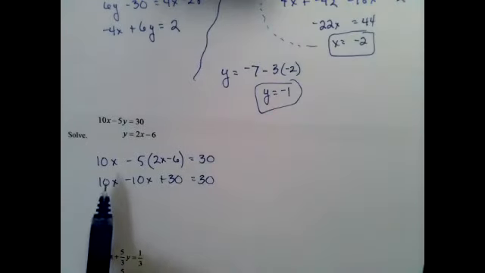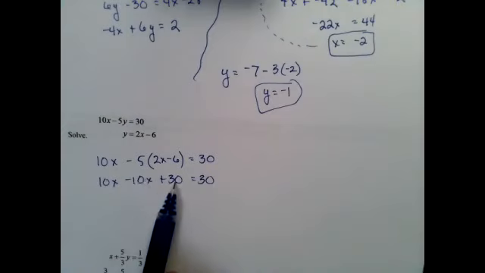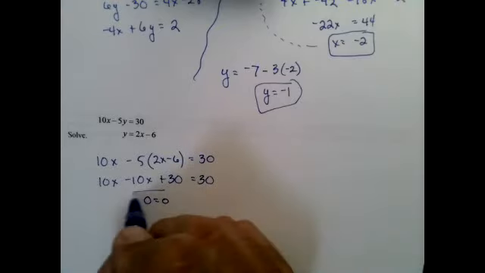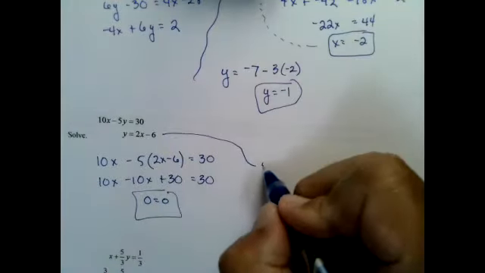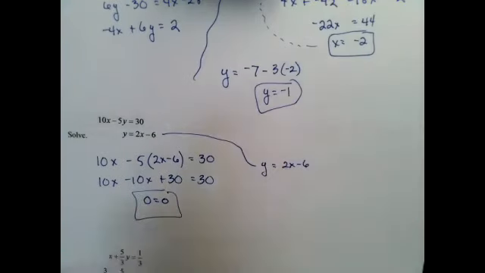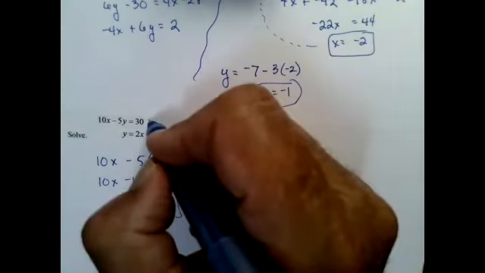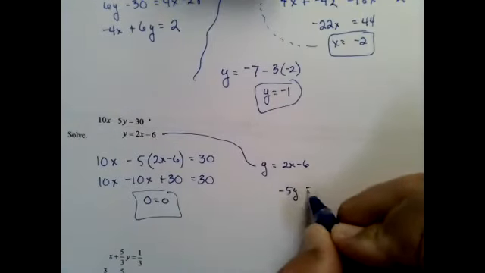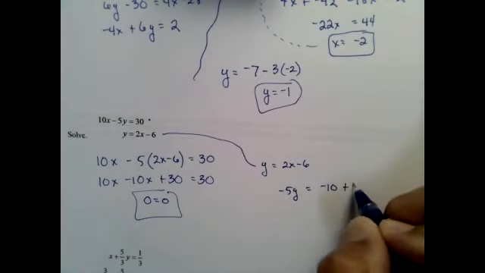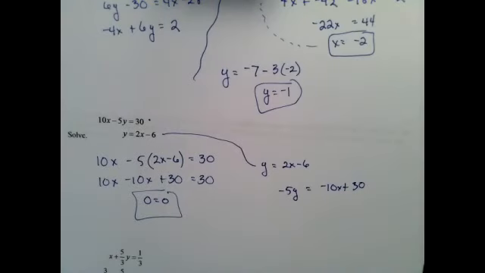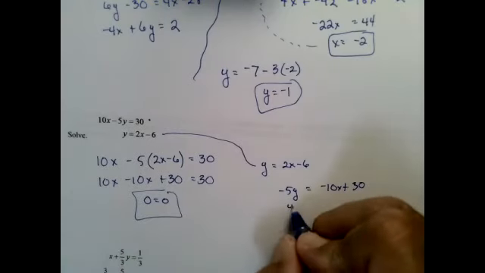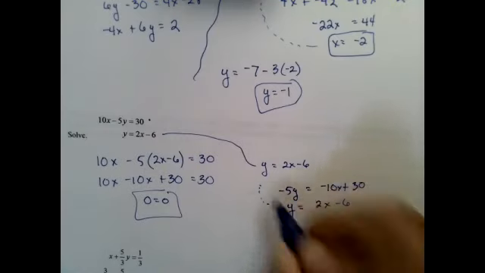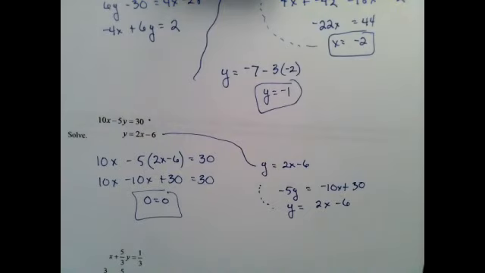Uh-oh. The x terms cancel. They're gone. The numbers cancel. I end up with 0 equals 0. What does that mean? Well, this guy was y equals 2x minus 6. This guy, if I solve for y, I get negative 5y equals negative 10x plus 30. I subtract the 10, I divide by negative 5, and I get y equals 2x minus 6. They were the exact same equation.